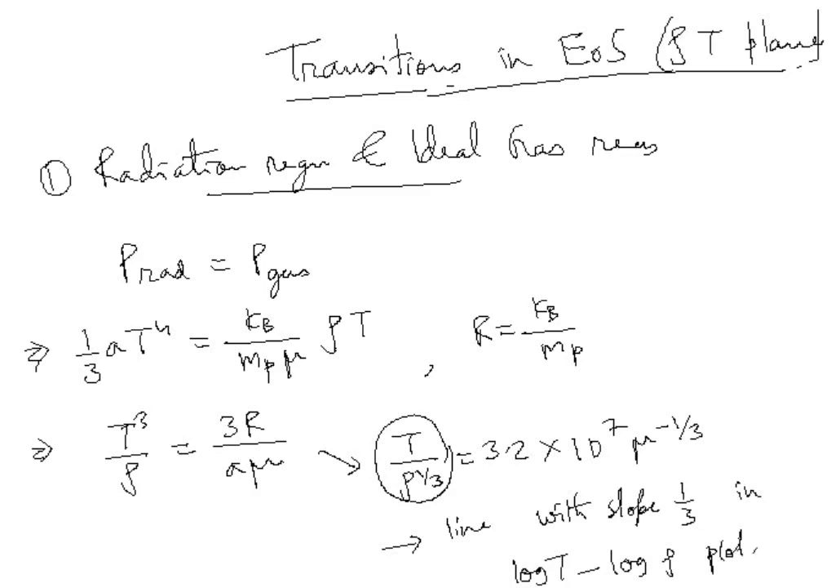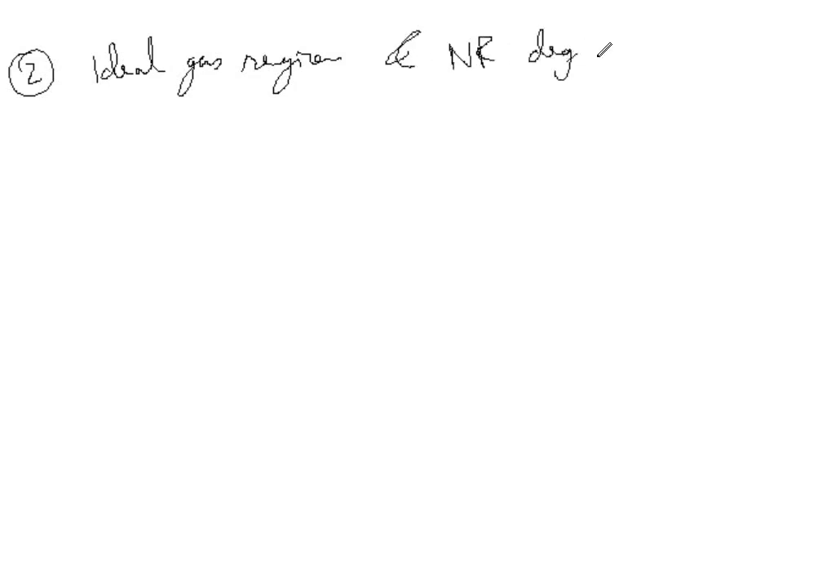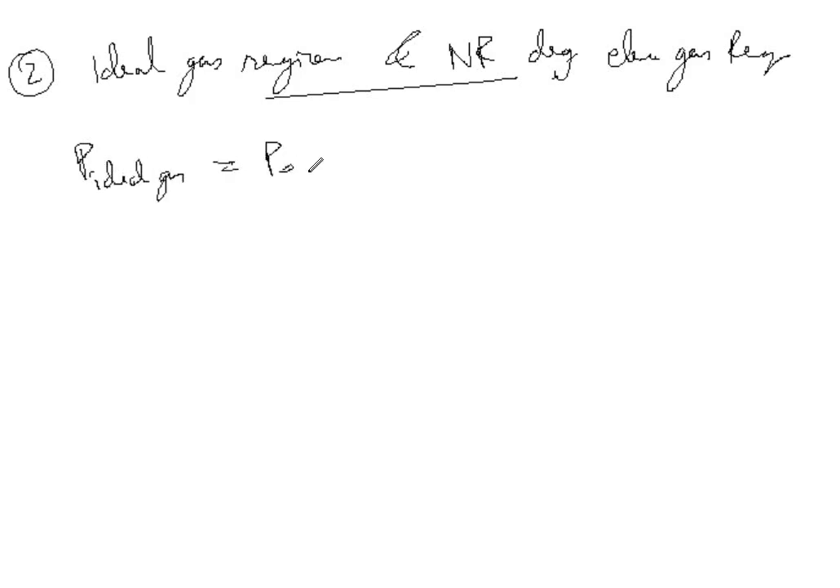Okay, now next let me consider the ideal gas region and the non-relativistic degenerate electron gas region. Do you understand? Again for this what we do is we equate P of the ideal gas to P in the non-relativistic case for electrons.